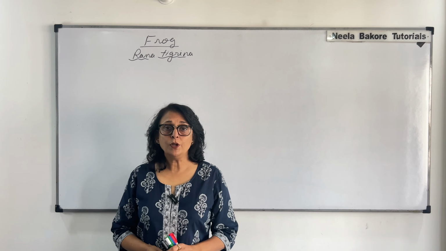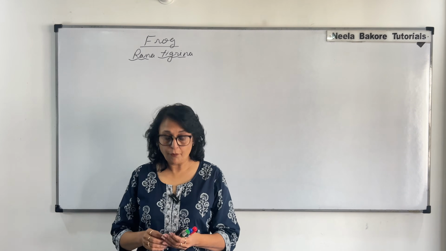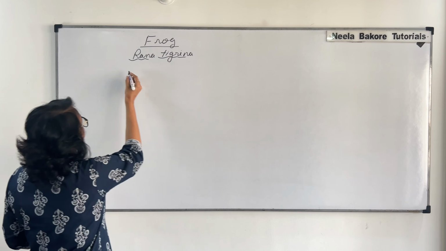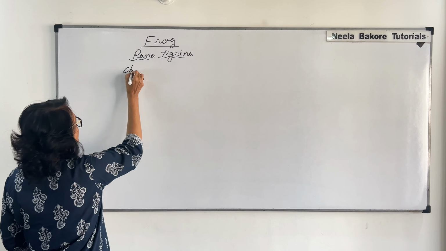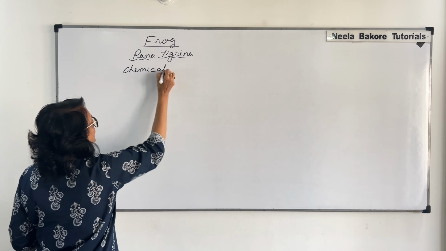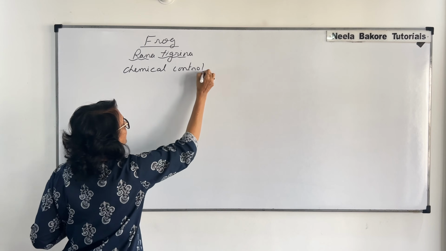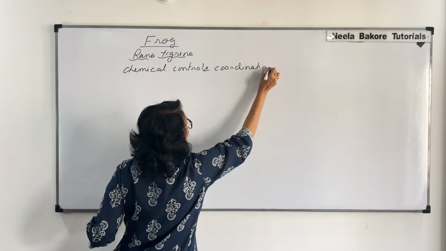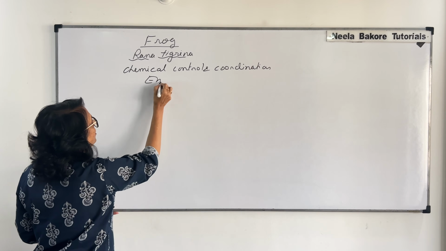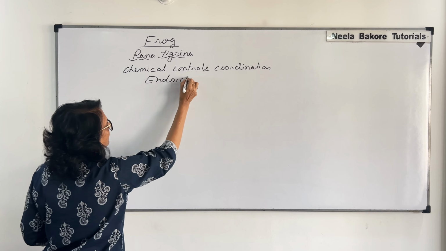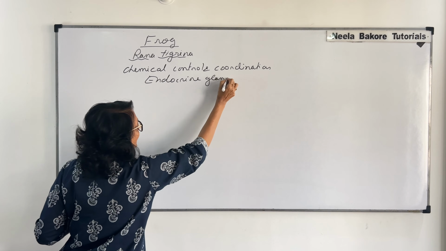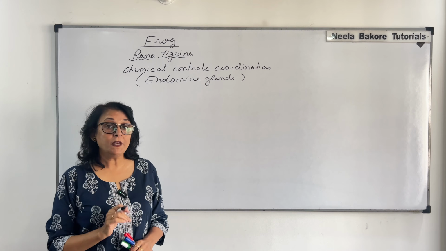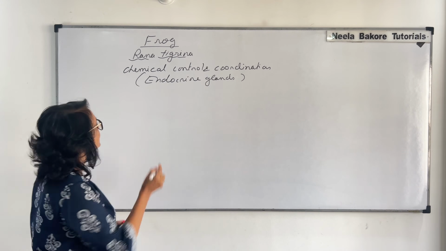We have to talk about two more systems in frogs, but in very short. So one is the chemical control and coordination. That is, we will be talking about the endocrine glands. And as I said, we don't have to discuss this in detail, but we need to know which all endocrine glands are present in frogs.